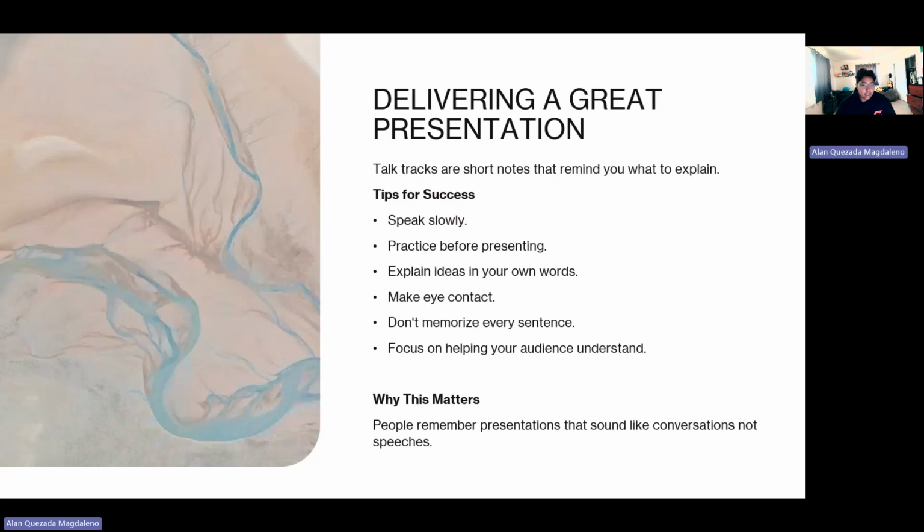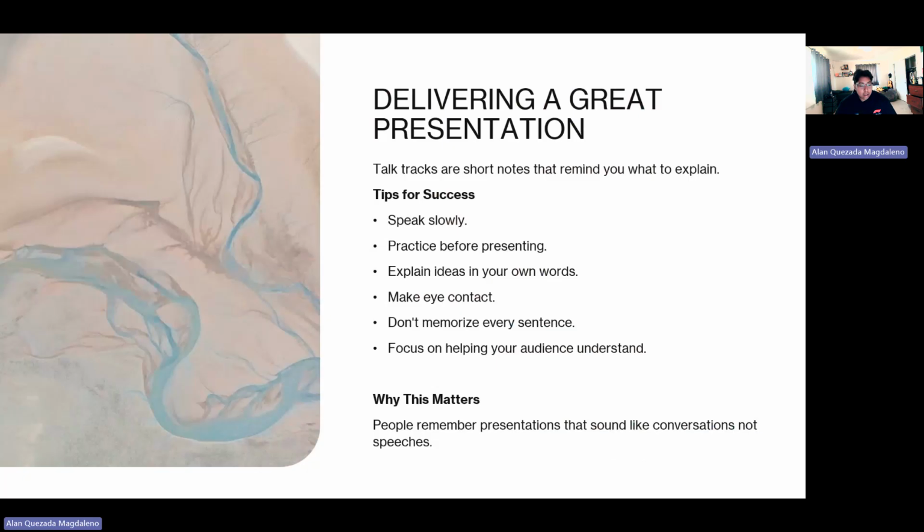One thing that I really liked about the module is the advice on presenting. The module says that we should never just read slides. Instead, during a presentation, we should use something called talk tracks. Talk tracks are simple notes that remind us of important points we want to explain. The slides are there to support us, but not to be the script.